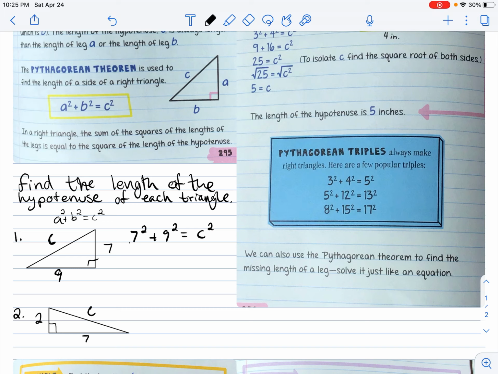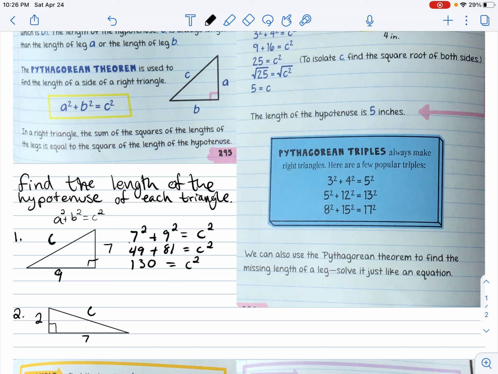So 7 squared is going to give us 14. Nope, sorry, not 14, 49. And that's a common mistake. I see people multiply those instead of squaring them, just like I did there for a second. So 49 plus 9 squared, which is 81, is going to equal C squared. So 49 plus 81 is going to give us 130. It's going to equal C squared.